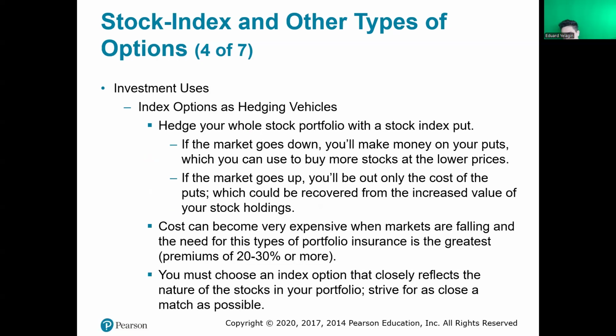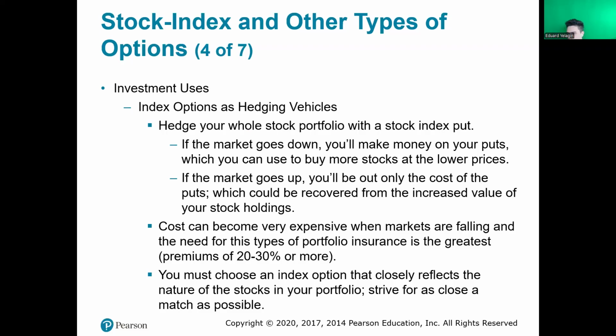So if you hold a diversified stock portfolio, you can protect it from a market downturn by buying a put option on a stock index like the S&P 500. Here's how it works. If the market goes down, your stock portfolio will lose value, but your index puts will gain. Those profits can offset your portfolio losses or even give you cash to buy more stocks at bargain prices. If the market goes up, the puts expire worthless, but you still benefit from your portfolio's rising value. The only cost is the premium you paid for the puts, like paying an insurance premium that you hope you won't need.